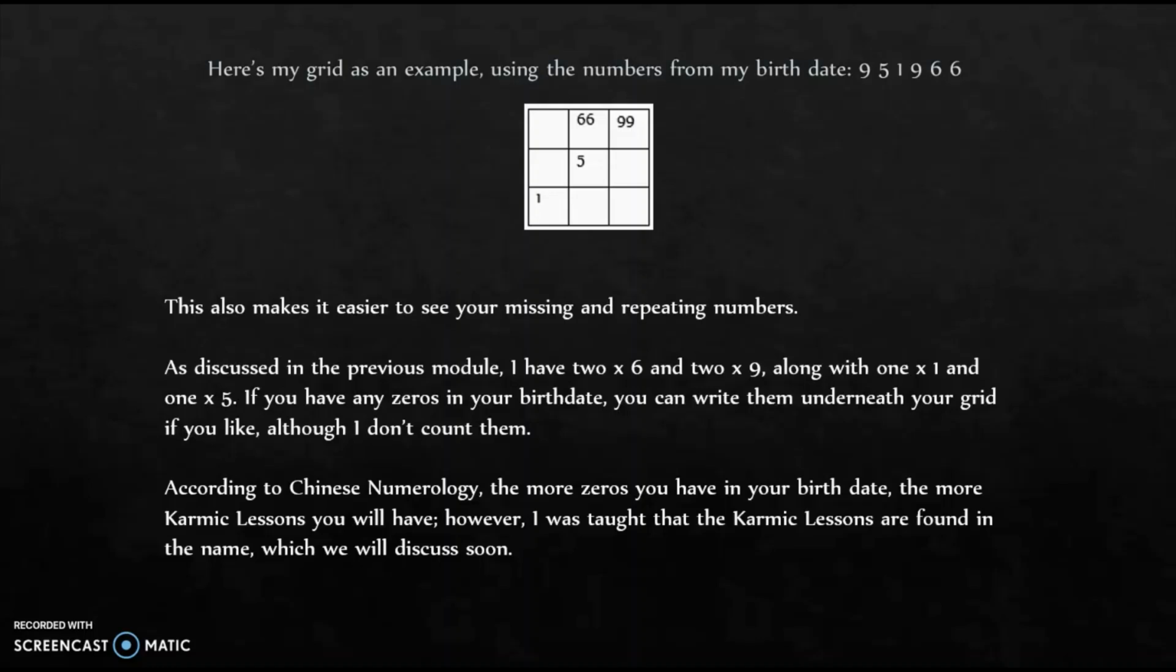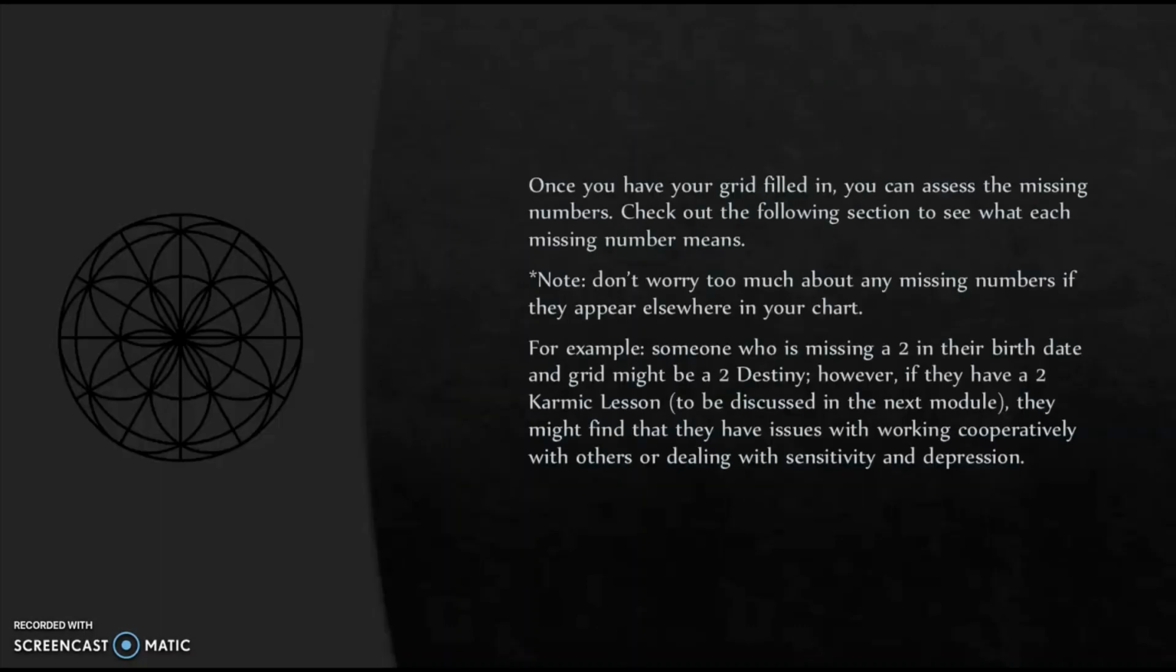According to Chinese numerology, the more zeros you have in your birth date, the more karmic lessons you will have. However, I was taught that the karmic lessons are found in the name, which we will discuss soon. Once you have your grid filled in, you can assess the missing numbers. Check out the following section to see what each missing number means.